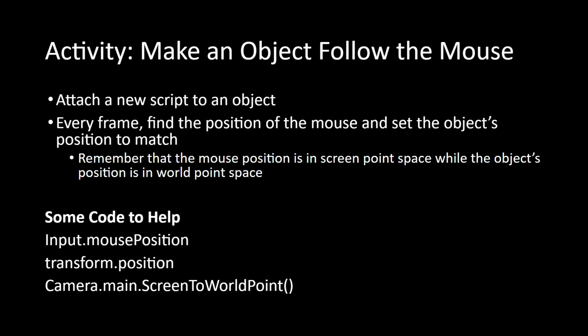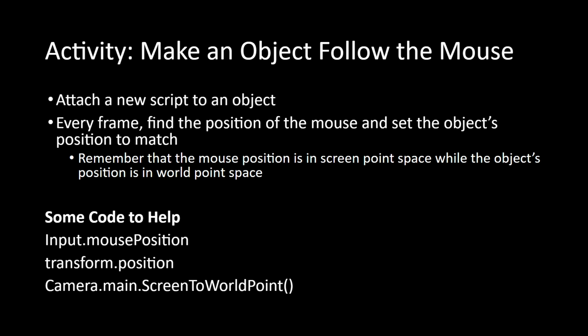So the challenge is that the mouse's position starts off in screen point space, while the object's position is in world point space. So here's a few of the key players in our problem here. One, Input.mousePosition. We can get the mouse's position, and it does show up as a 3D coordinate, which is interesting. You might wonder, what is that Z coordinate? Most of your displays probably are two-dimensional, like mine.